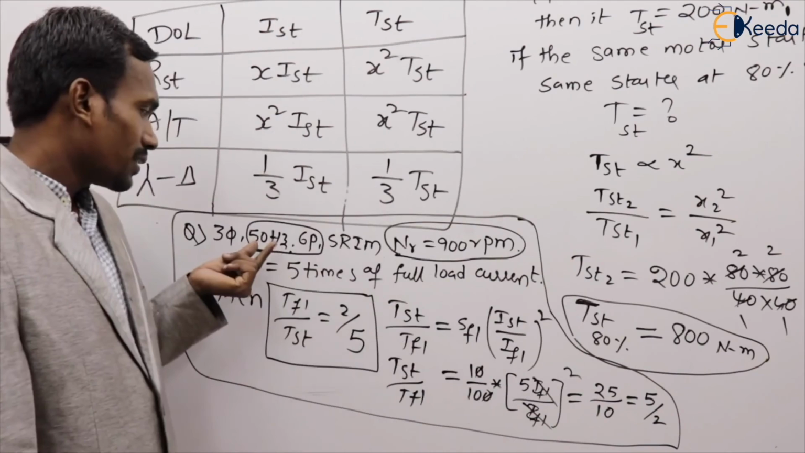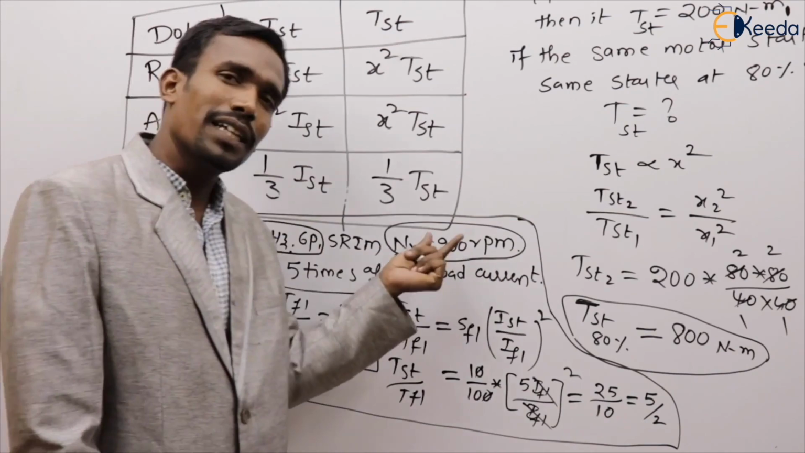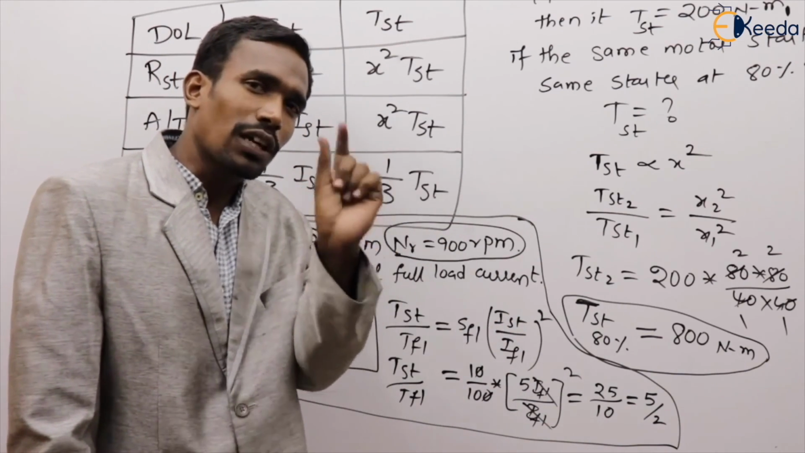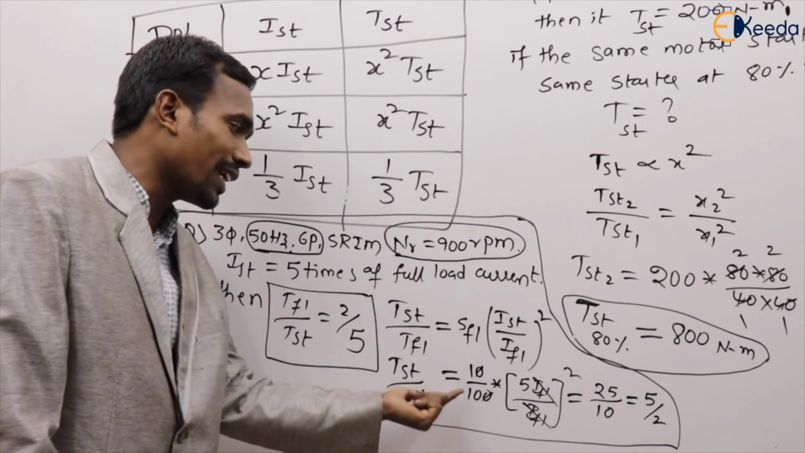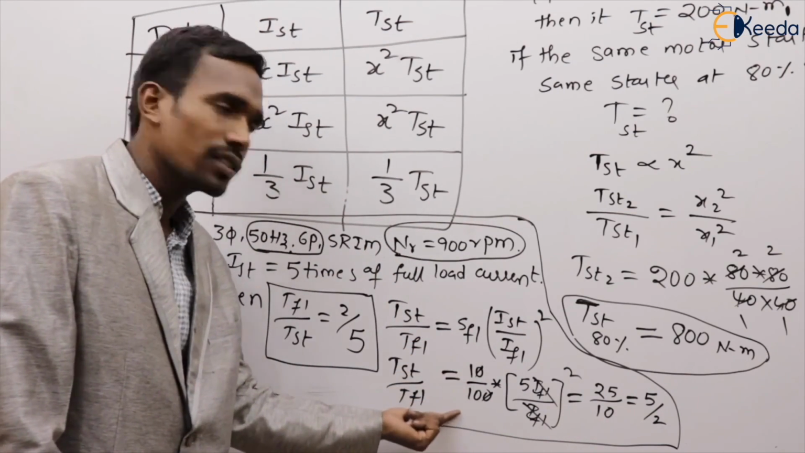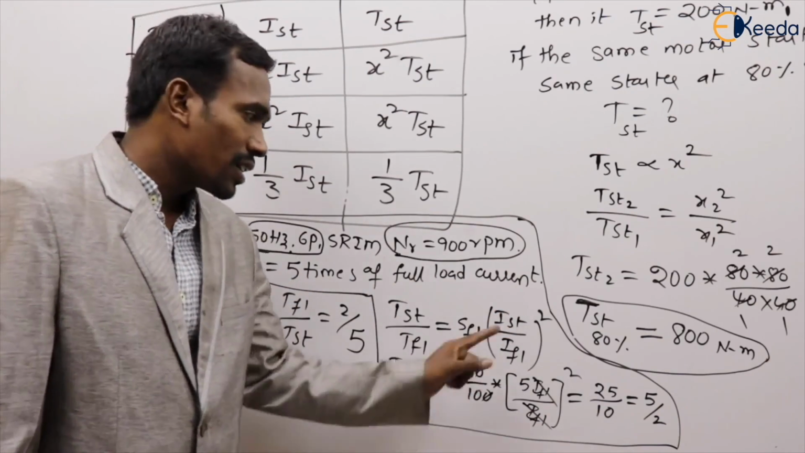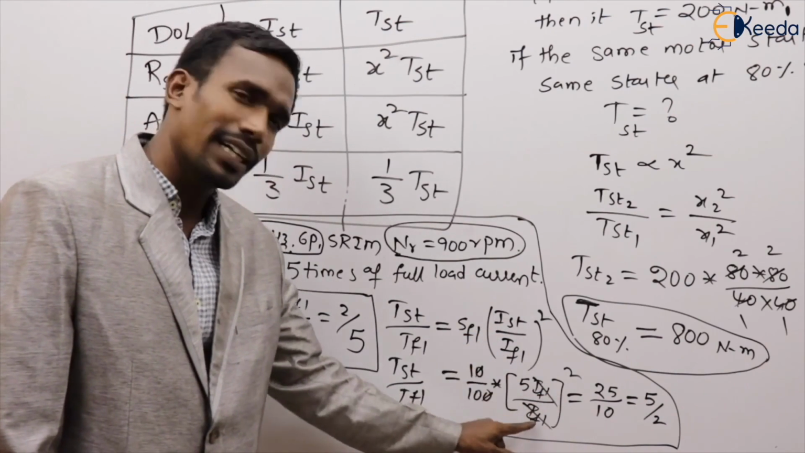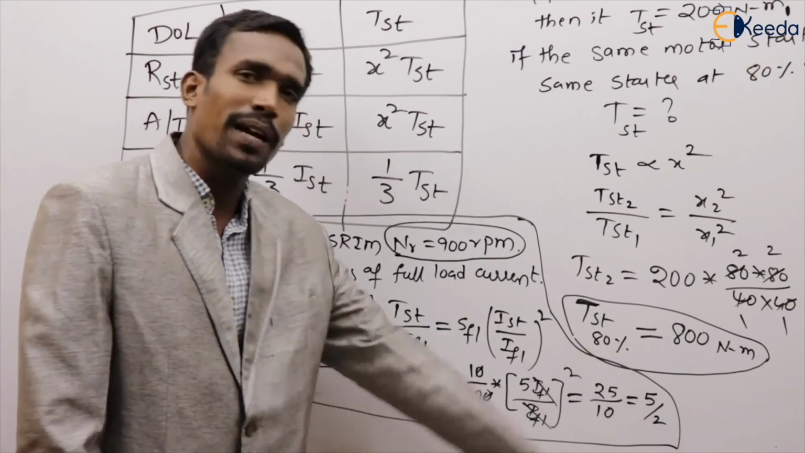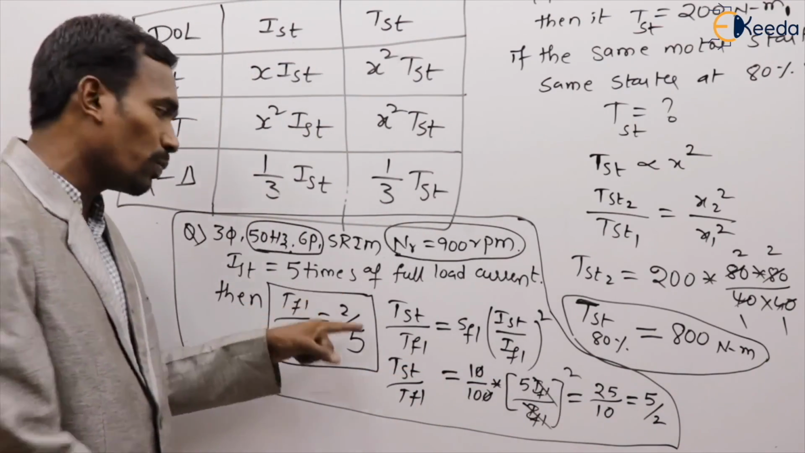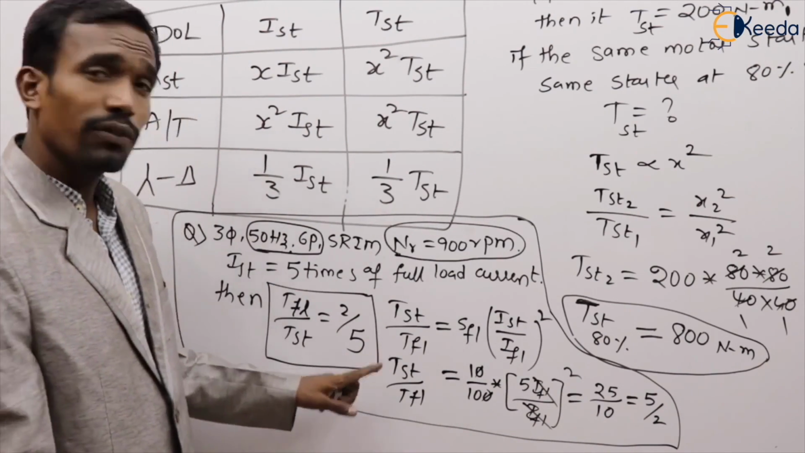What did they give? 50 Hz, 6 pole. Synchronous speed is 1000 and rotor speed is 900. So slip is equal to 1000 minus 900 by 1000, nothing but 100 by 1000, that is 10%. Starting current is 5 times the full load current, so full load current cancels. 5 square is 25 and 10, so 5 by 2. 5 by 2 can be written as 2 by 5 because they asked for full load torque to the starting torque. Very, very important.